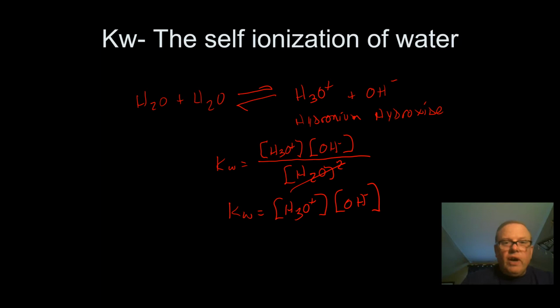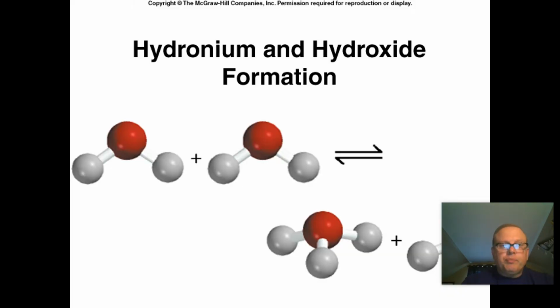And that is the self-ionization constant of water. This has a value of 1.0 times 10 to the minus 14. And that is Kw, and it's no surprise that that is the extent of the pH scale, 14. Okay. This is just showing you the same effect.